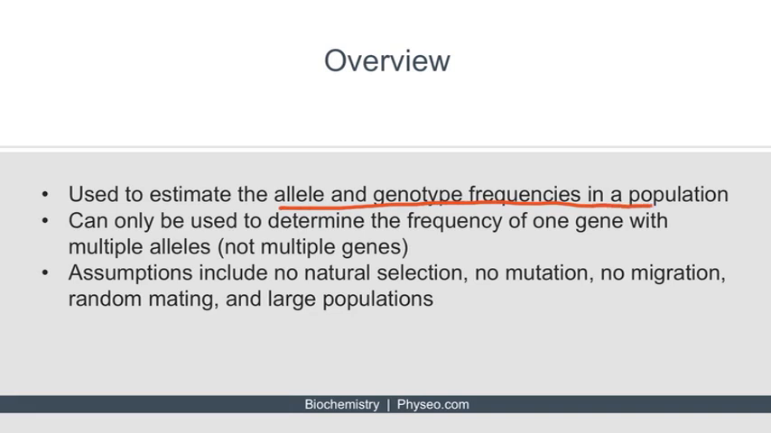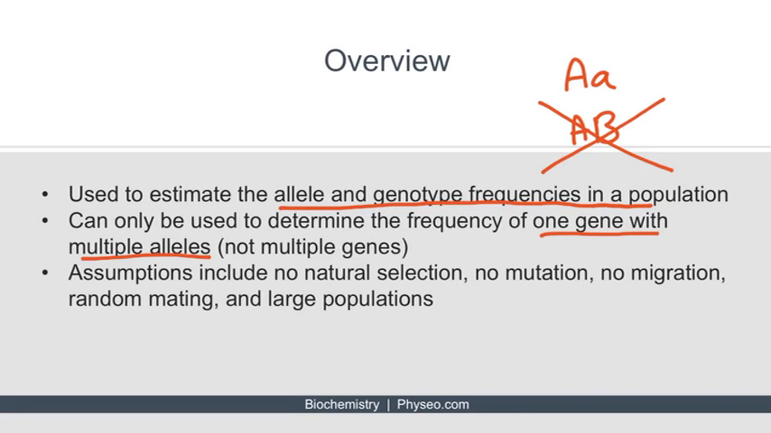Don't get this confused with linkage equilibrium and linkage disequilibrium. As we discussed in a prior video, these are used when you're trying to determine the frequency of alleles associated with two or more genes. The Hardy-Weinberg principle is used to determine the frequency of one gene that has multiple alleles. So, for example, it can be used to determine the frequency of big A, little a, but not big A, big B. Big A, little a represent one gene with two alleles, whereas big A, big B represent two different genes.